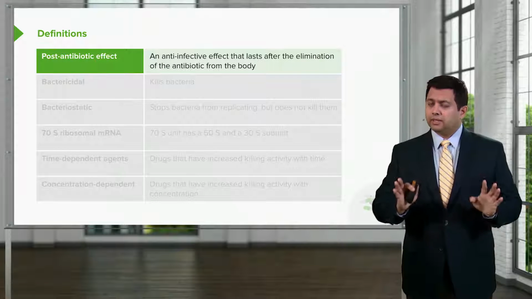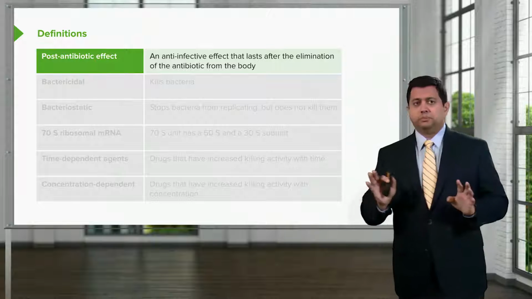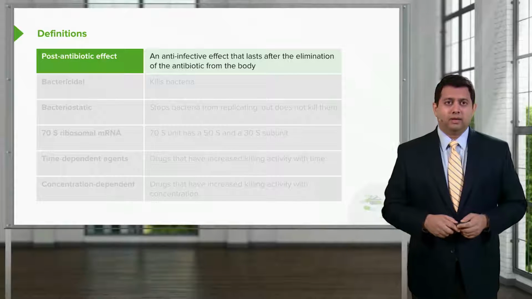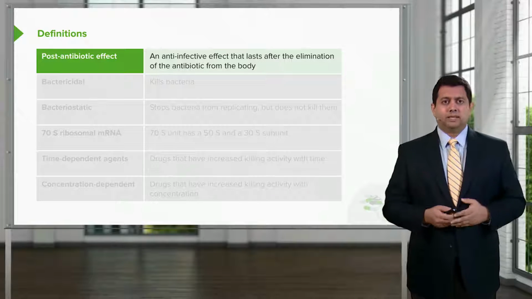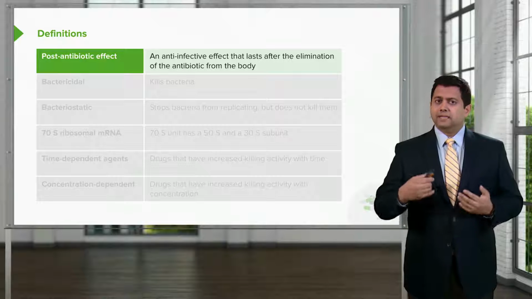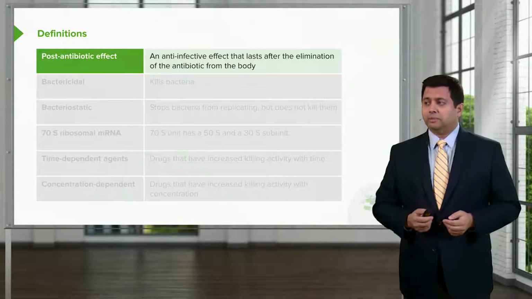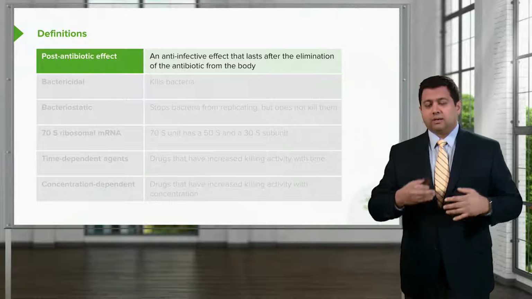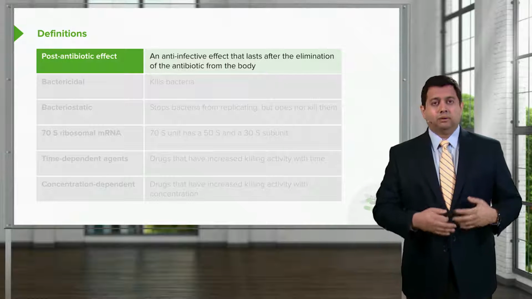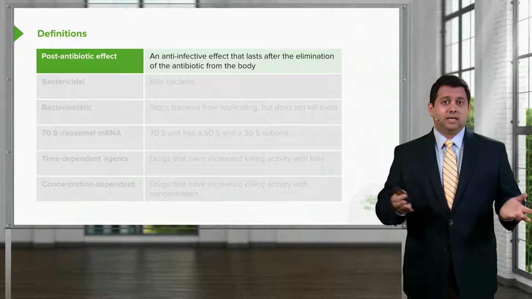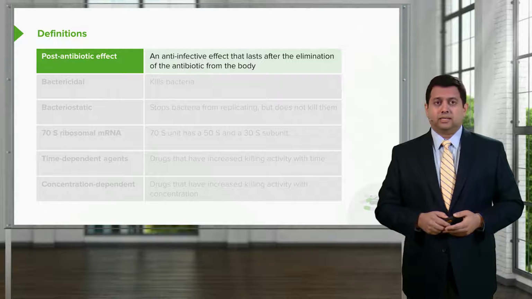Now let's just quickly do some definitions because we need to do this before we go on. There's something called a post-antibiotic effect. So this is an anti-infective effect that lasts after the elimination of the antibiotic from the body. That's often because we have some kind of, I wouldn't say permanent, but more long-lasting effect, in this case on the 50S or 30S subunits.